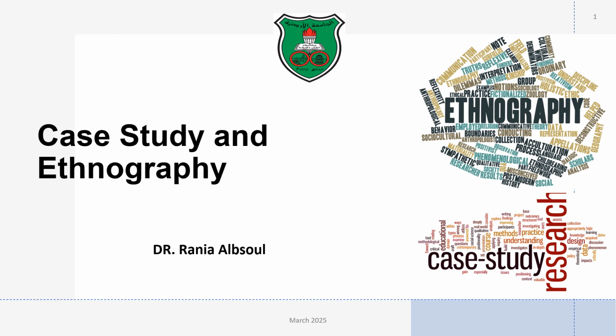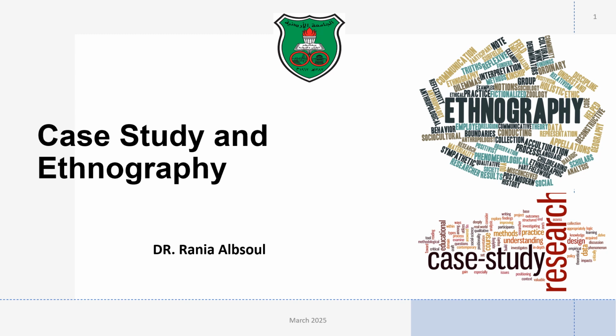Hello everyone. We finished talking in the previous lecture about research paradigms. We mentioned the definition of research paradigm, the components of research paradigms, and finally we talked about the types of research paradigms, which are positivism, post-positivism, constructivism or interpretivism, and pragmatism.